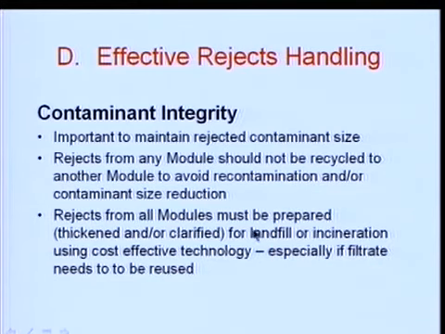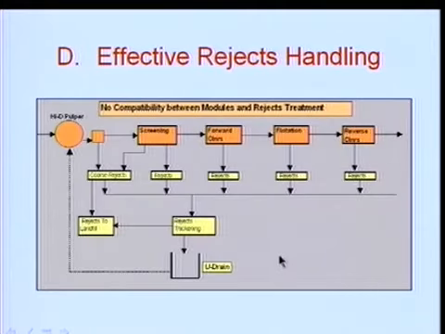Rejects from all modules must be prepared, thickened and or clarified for landfill or incineration using cost-effective technology, especially if filtrate needs to be reused. Filtrate means filtrate from the contaminants. So here's an example to show you what some mills have done, which is a better one and which is not good. Here you can see there is no compatibility between modules and rejects treatment. The system is very good. We got pulping, screening, forward cleaners, flotation, reverse cleaners, and we got all rejects coming out. This is all so far very good.